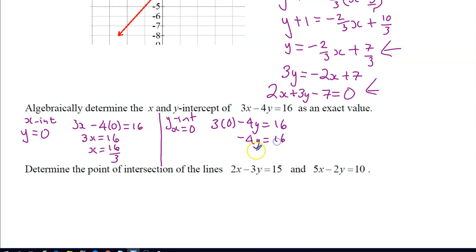Negative 4y is 16, and y is negative 4. Okay, so that is our y-intercept. Here is our x-intercept. Here is our y-intercept.